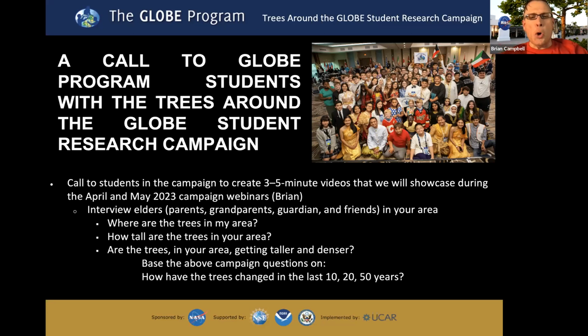What have they seen over the last 10, 20, perhaps 50 years? And in that, talk about, where are the trees in my local area? How tall are the trees in your area, if you've taken measurements, or you can estimate these? We'd like you to take the actual measurements, but we know you don't have time to take tree height measurements of every single tree in your local community or environment. But are the trees in your area getting taller and denser?